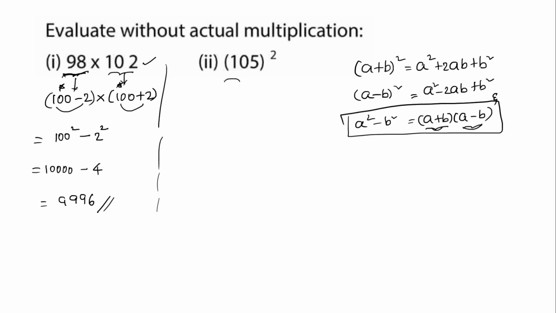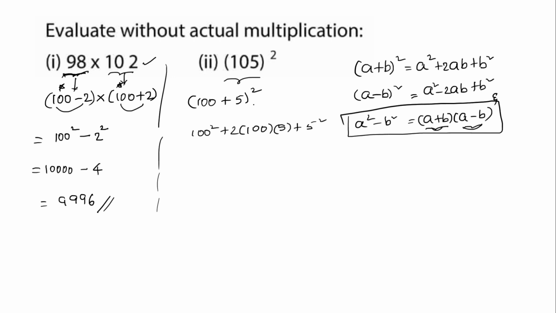Next, 105 square. 105 square can be written as (100 plus 5) whole square. Always remember, squaring a round number or squaring a base number is way easier than squaring another number. So 105 square I can do as 105 into 105, but I need to use an identity. Then how can I write 105? 100 plus 5. It is in the form of (a plus b) whole square.